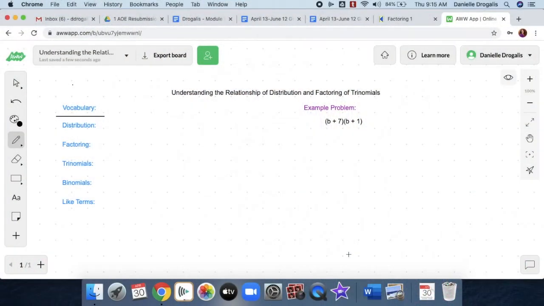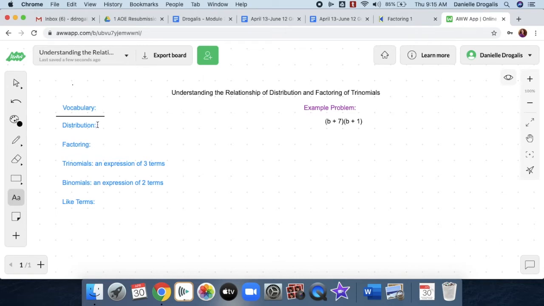So here's the foundational understanding that's needed when it comes to working with distribution and factoring of trinomials. Now, the suffix nomial means term or item, and so tri means 3. So we're talking about expressions in math that have 3 terms. So a trinomial is an expression of 3 terms. You could probably guess that a binomial is an expression of 2 terms, like bicycle, 2.